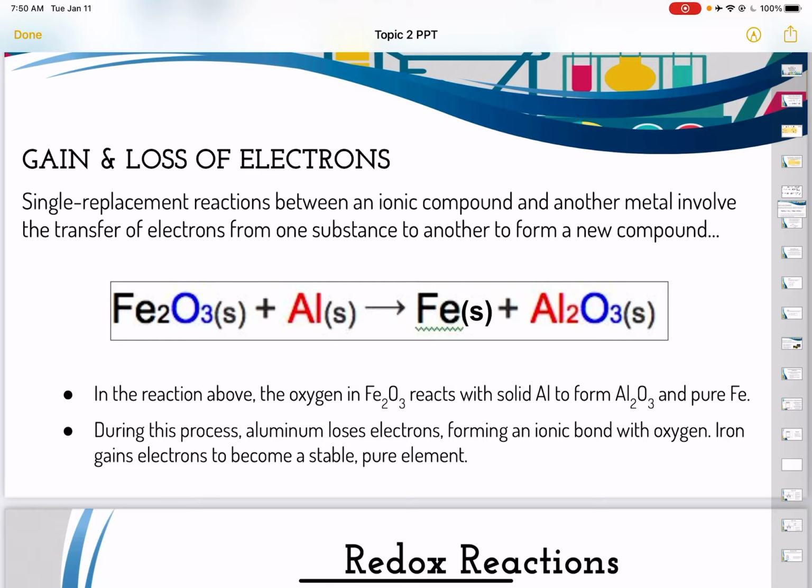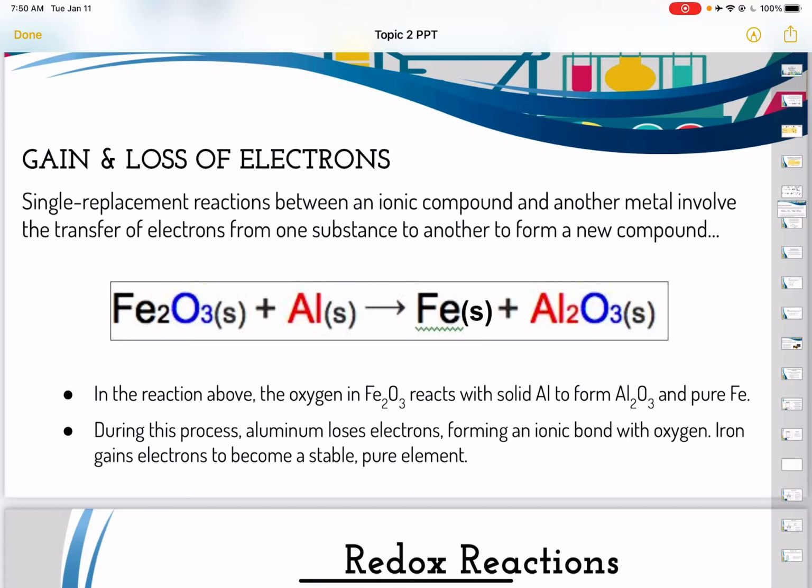Hi, we're continuing on with topic 2 of our chemistry unit. This part is looking at redox reactions, which we'll explain in a second. So here it says gain and loss of electrons.